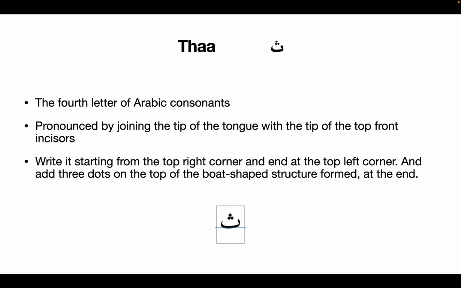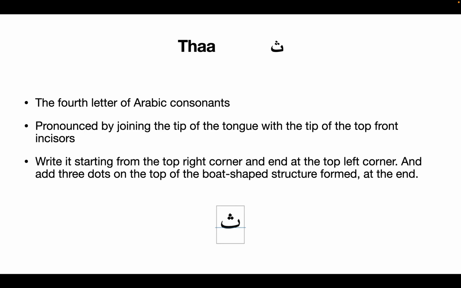Thaa. We join the tip of our tongue to the tip of the top two incisors and try to pronounce Saa. But since in order to pronounce Saa our tongue needs to be inside the teeth, and we are joining the tip of the tongue with the tip of the top two incisors, we will not be able to produce the sound Saa perfectly, resulting in the sound Th. So that's how this letter Thaa is pronounced, by touching the tip of the tongue to the tip of the top two incisors. Thaa is the name of the letter, but it is pronounced as th.